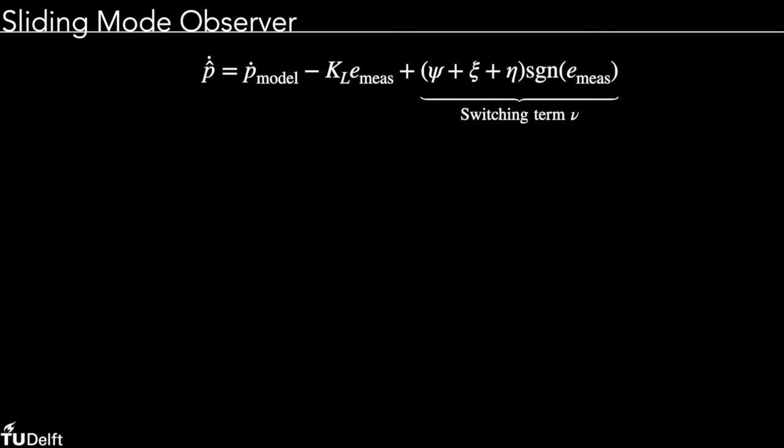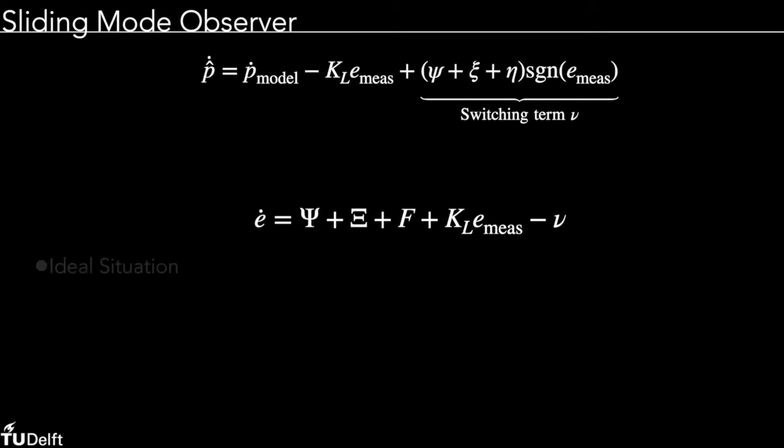A sliding mode observer uses a linear error correction based on the measured observer error, as well as a switching one to force the observer error to zero. The switching term will be denoted by nu. The observer error dynamics can now be denoted as on the slide. In an ideal situation, without measurement noise, it is proven that the observer error goes exactly to zero.